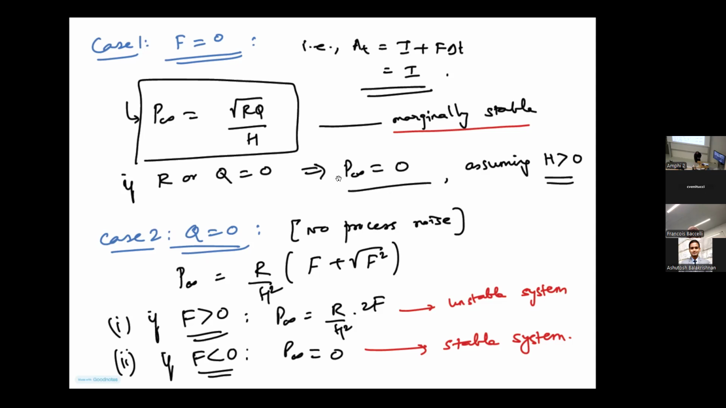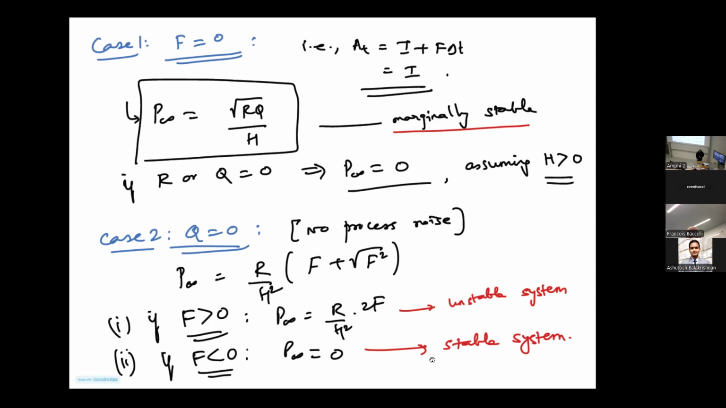If we take another case, that is, there is no process noise, that is, the process is ideal. In that case, P infinity comes out to be R by H squared times F plus root of F squared. So in this case, we have two sub cases, that is, F can be greater than 0 or F can be less than 0. P infinity for F greater than 0 turns out to be an unstable system. And if F is less than 0, P infinity turns out to be 0, which is a stable system.